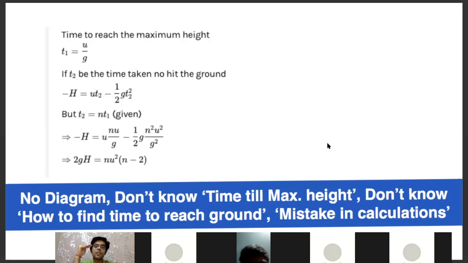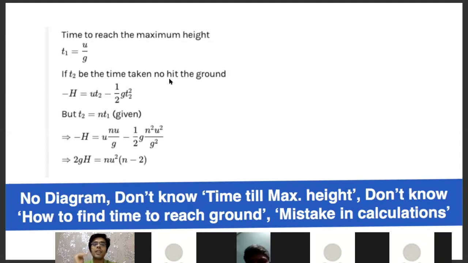A lot of students will not create a diagram. If you don't create a diagram, it will be difficult for you to find the time to reach the maximum height. It is starting at initial speed u in the upward direction. The final speed at the highest point would be 0. So v is equal to u plus at, with v as 0 and acceleration minus g. So u minus gt is equal to 0, giving t1 equals u by g. So t1 is the time to reach the maximum height from the tower.